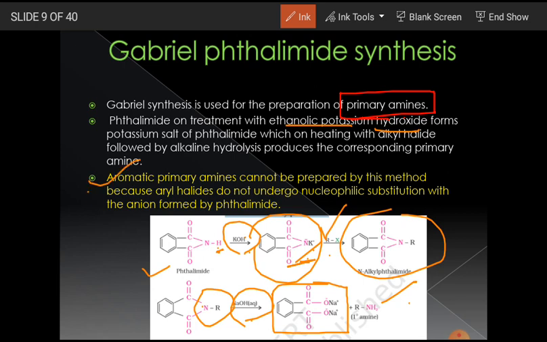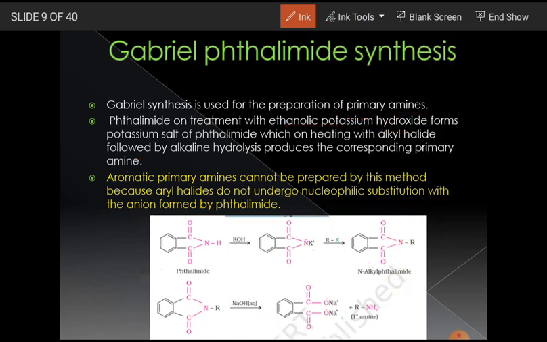Most important point is this: aromatic primary amines cannot be prepared by this method. What is the reason? Because aryl halides do not undergo nucleophilic substitution with the anion that is formed by the phthalimide. That is this portion. This reaction will not occur. Okay, this part will not react. That is the reason why it is not used for the preparation of primary aromatic amines. Let us now move on to the next reaction.